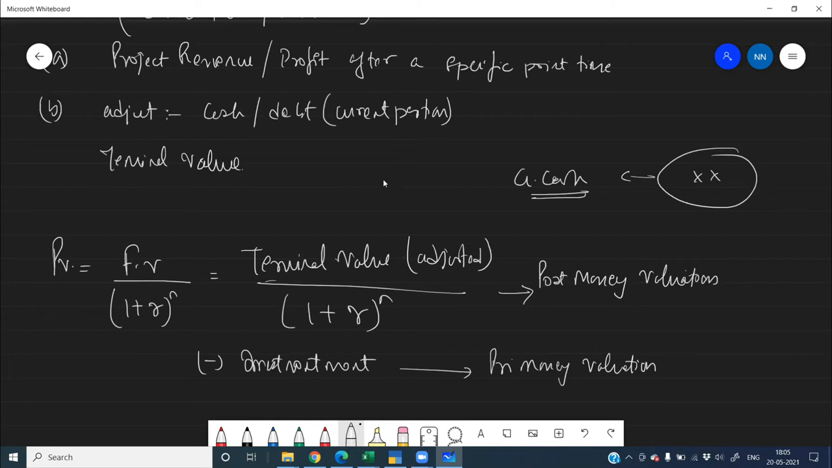One is the post money valuation, other is the pre-money valuation. What is post money valuation? The valuation that you are going to ascertain after the company has got the investment in it, that is called post money valuation. Pre-money valuation is what? Is the valuation of the company before the money flows into the company.